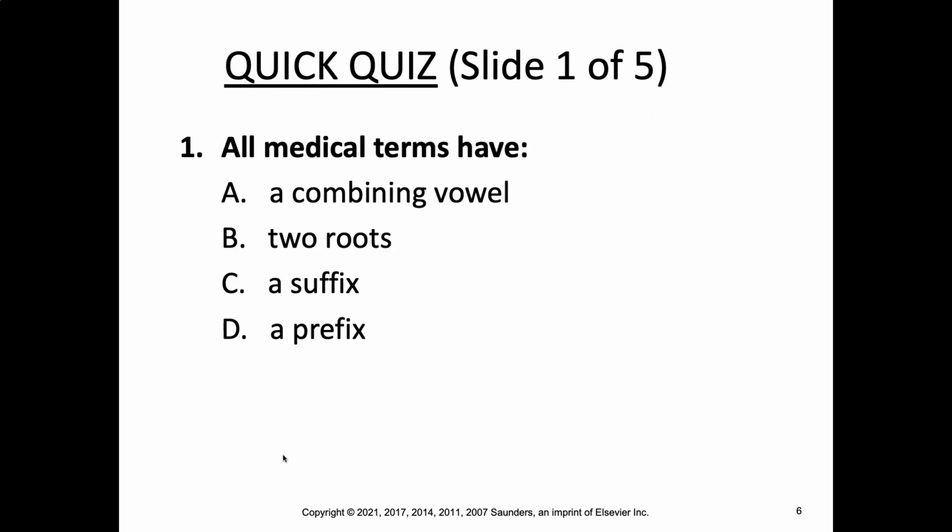They start us off with a quick quiz, and if you pull out your textbook and start reading through it, you'll notice that the medical terms we're going to talk about have a root, often a combining vowel, not always, but often, and a suffix. Sometimes they even have a prefix. Sometimes they have two roots. I'm going to leave it to you to read through your textbook and find the answer to this one. I know the answer, but I'm not going to give it away.